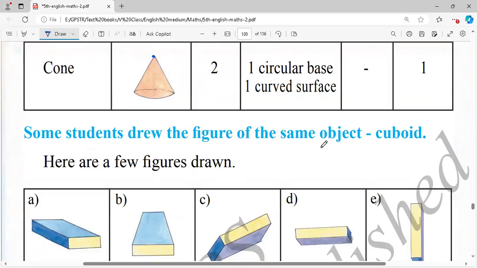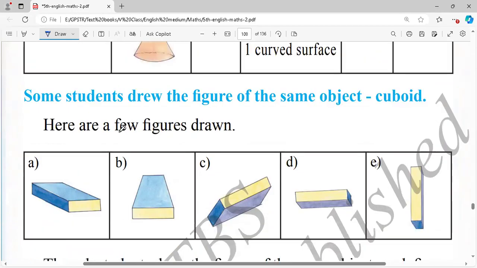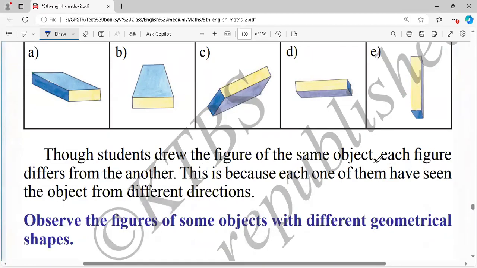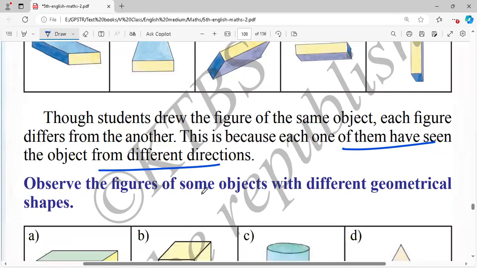Some students drew the figure of the same object, a cuboid. Here are a few figures drawn. This is a cuboid, the same cuboid looking like this type, and this. Though students drew the figure of the same object, each figure differs from the other. This is because each one of them has seen the object from a different direction. They are seeing the same cuboid in different directions. That's why they look different.